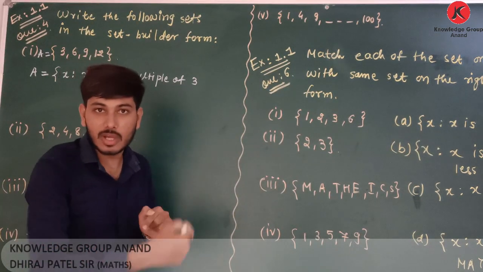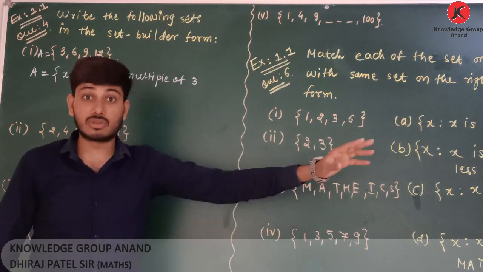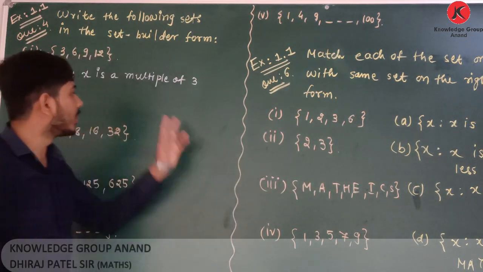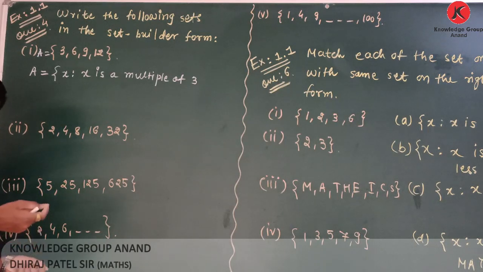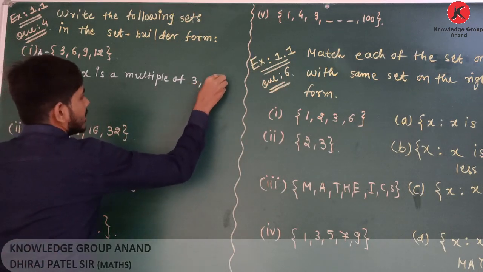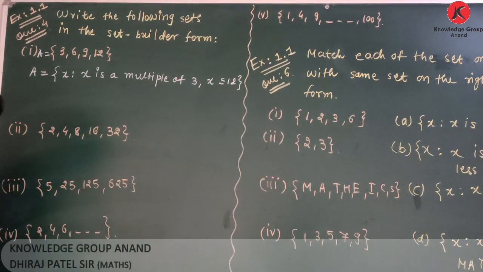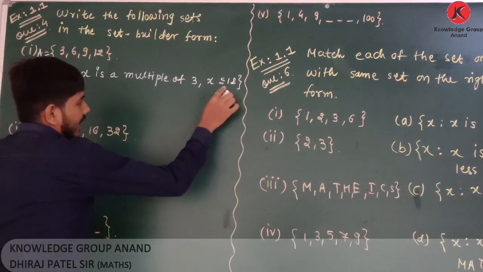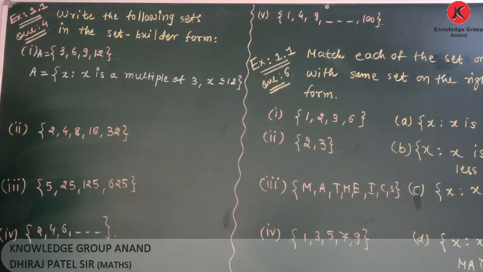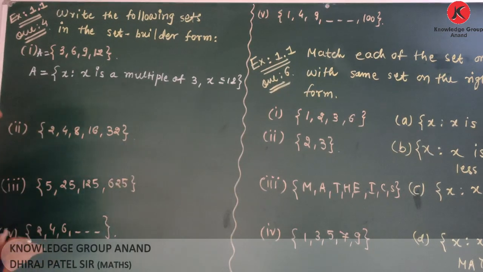But if you are writing this in listing method, the multiples of 3 are infinite: 3, 6, 9, 12, 15, 18. Therefore, you have to mention the condition also for the x. That means x less than or equal to 12. You can write x less than 13, x less than 14, x less than 15 also, but you can't write x less than 16, because 15 is there.